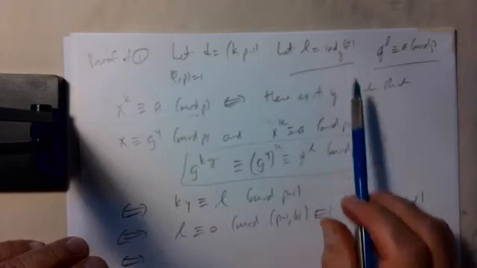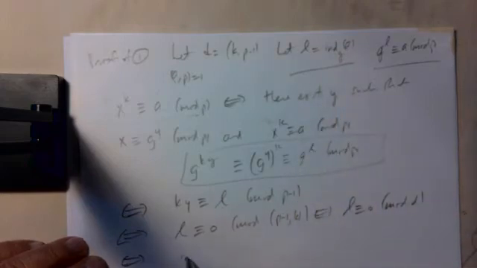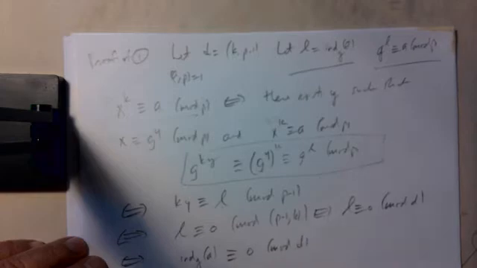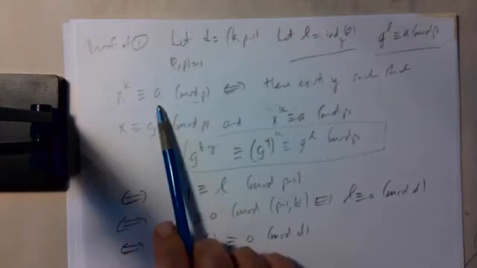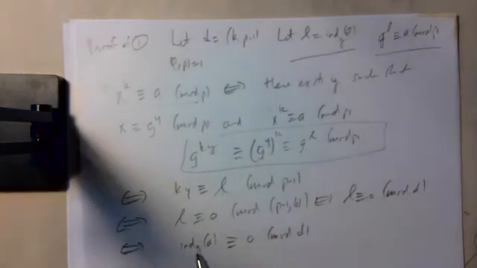L is the index of a with respect to g, so the index of a with respect to g has to be divisible by d. So a is a kth power residue if and only if the index of a is congruent to 0 modulo d.